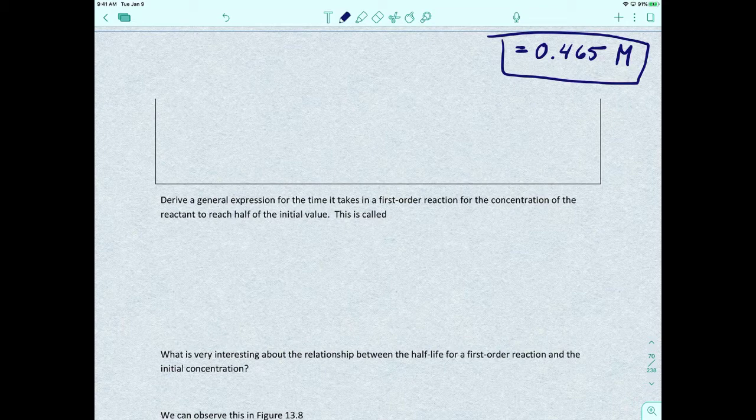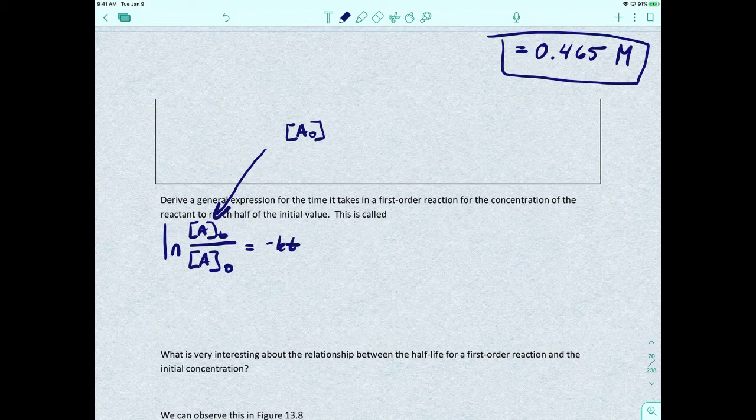So here's the equation as is. Natural log of the concentration of A at a certain point in time t divided by the initial concentration is equal to negative kt. So what I'm saying is that for a certain point in time, we want that to be the initial concentration divided by 2. We want half of the initial concentration. And so that's what we're going to do.